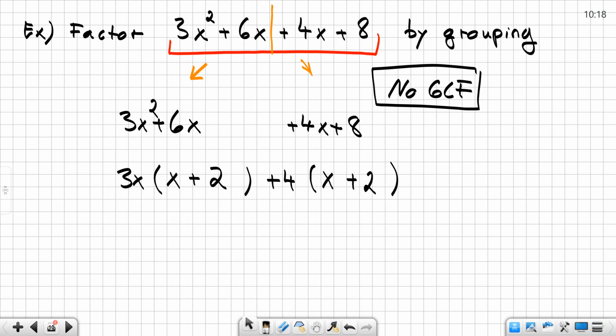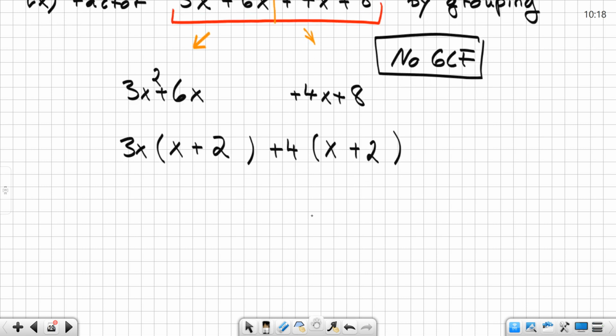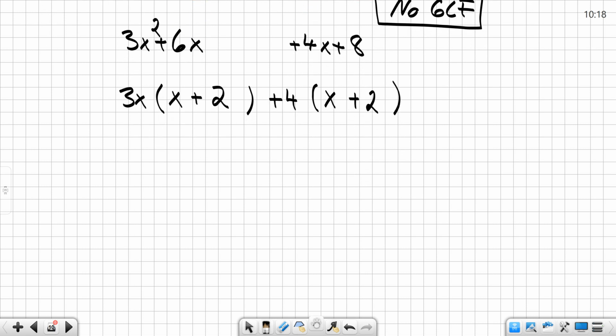I have a factor of x plus 2 in my first term, and I have a factor of x plus 2 in my second term. So this factor of x plus 2 is now a common factor between both terms, and it can be pulled out again. I can pull the x plus 2 out of my first term, and I'm left with the 3x, and I pull the x plus 2 out of my second term, and I'm left with the positive 4.